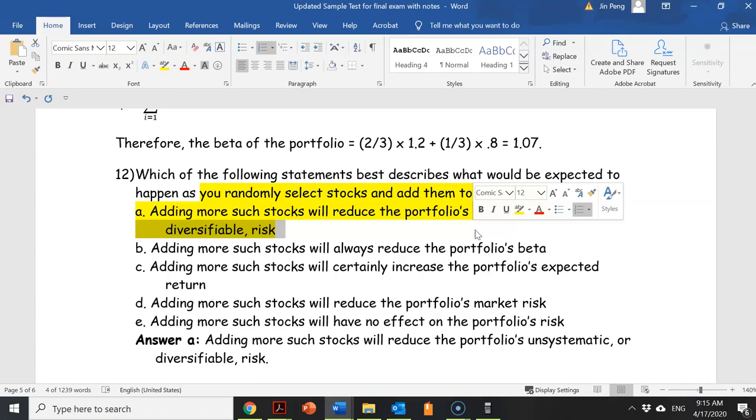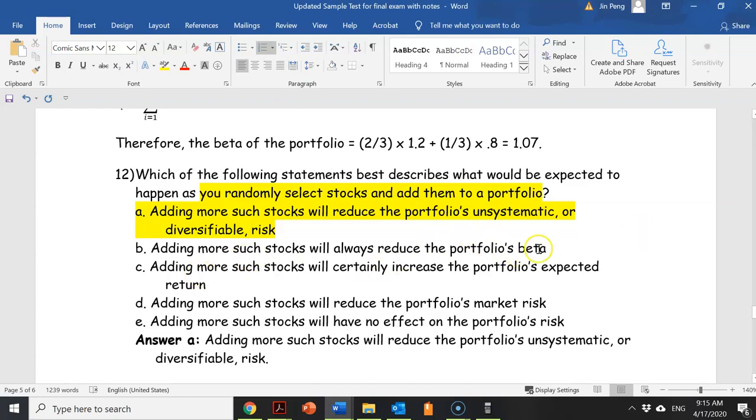Market risk cannot be diversified away by adding more stocks, but unsystematic or diversifiable risk can be diversified away and goes down when we add more stocks. Total risk of the portfolio also goes down. You can go back to our chapter 8 class 3 notes if you don't remember the graph or the pattern we're talking about here.